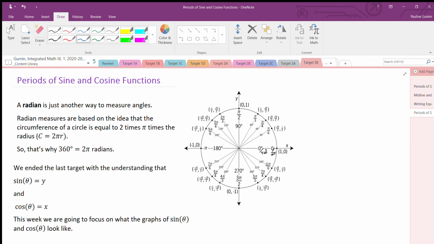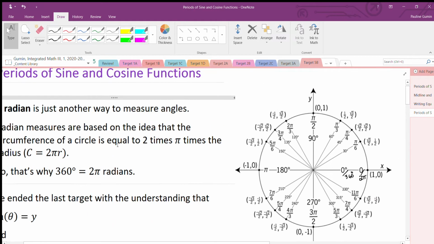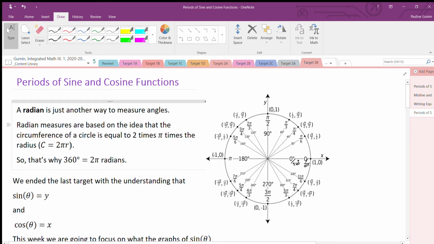In order to graph and look at the periods of sine and cosine functions, we generally tend to use radians. Radians are just another way of measuring angles. And those are our little areas on the unit circle which have the pi's. The pi's over here.